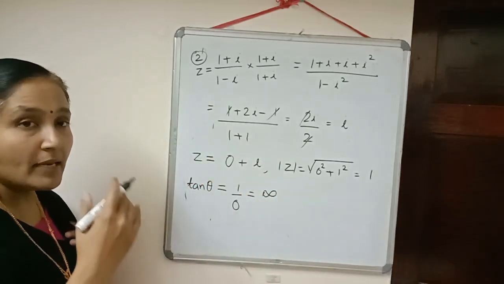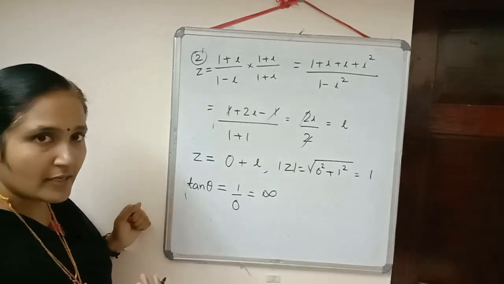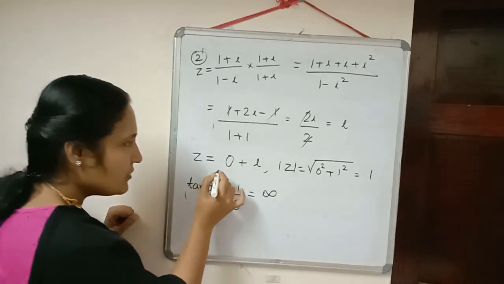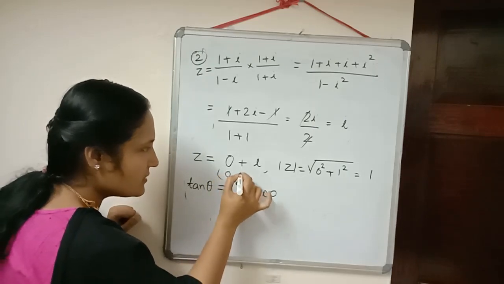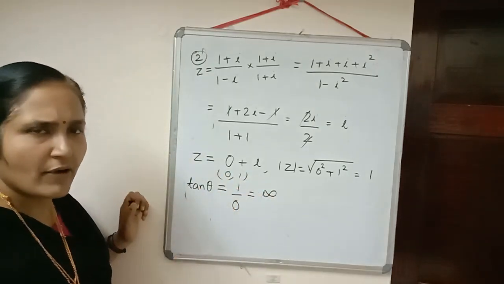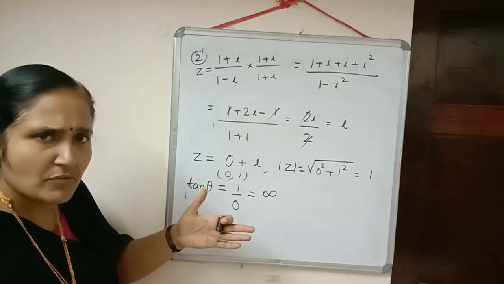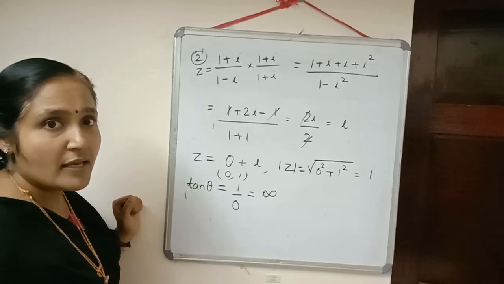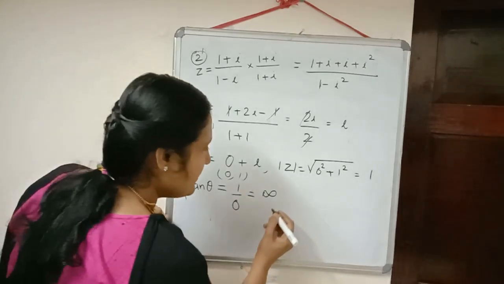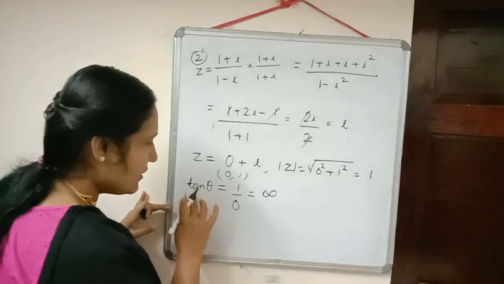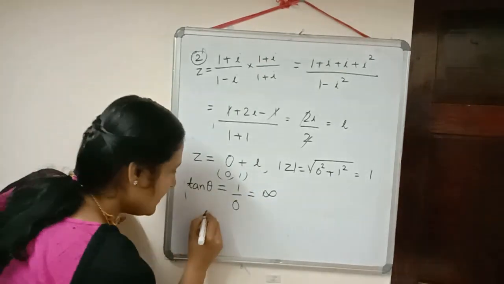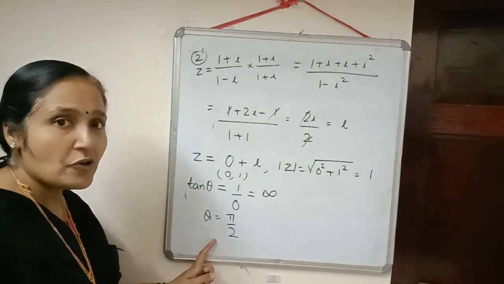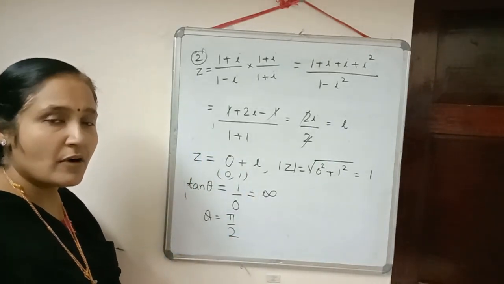Now we will check. So many angles are there where tan gives infinity. Now we have to check which quadrant the point lies in. This is 0 and this one is 1, so the point 0 comma 1 we can take as the first quadrant. At which angle does tan give infinity? 90 degrees, that is pi by 2. So if tan theta is equal to infinity, then theta is equal to pi by 2. This is the argument of the complex number, the value of theta.